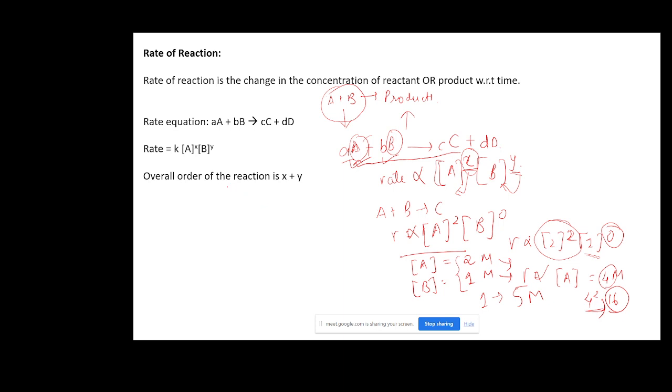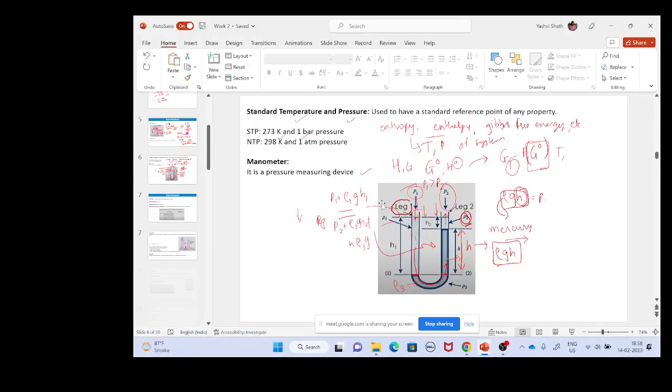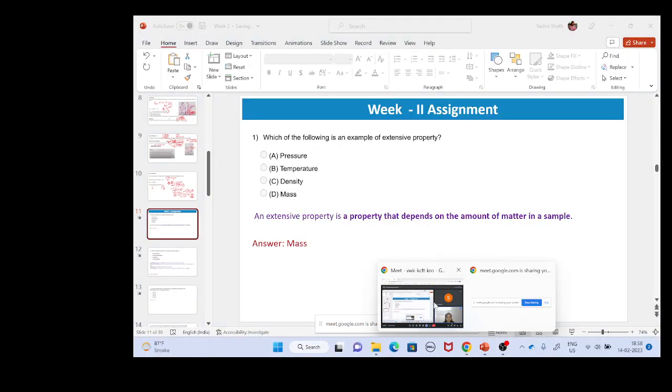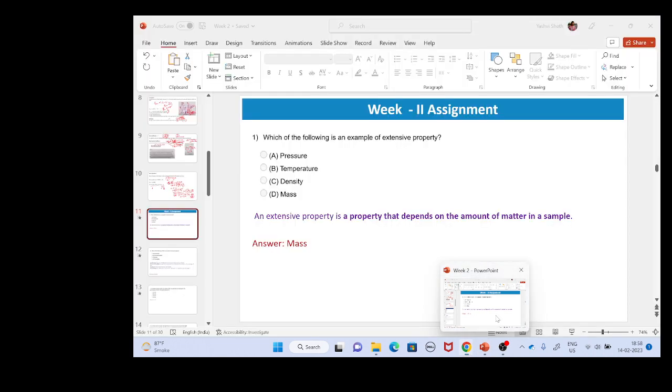Now if you want to see the overall order of the reaction, then it will be x plus y, where x is the order with respect to A and y is the order with respect to B. So do you have any doubt till now? Anyone? If not, I will move to the assignment solving.